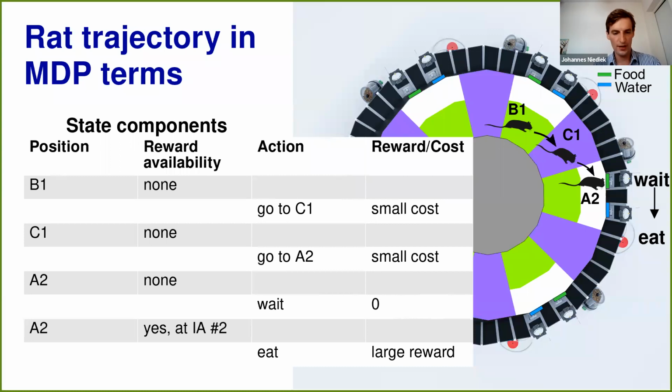Next action is go to A2. Again, this comes with a small cost. The next state is A2, no reward available. The red waits a bit. This is for free. The next state is A2, and now a reward is available at interaction area number 2. So the next action is to eat and to retrieve this food reward.